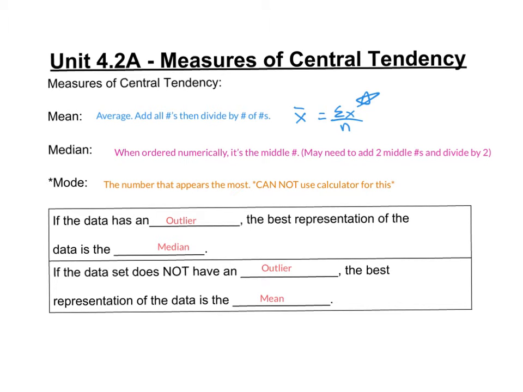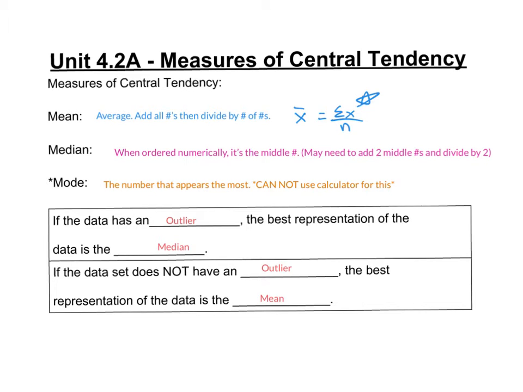Hopefully all this sounds familiar, but a little review: the mean is just the average, which is when you add up all of your numbers, then divide by the number of numbers. What you see beside that is x bar equals the sum of x over n. That is going to be important when we look at how to do this in our calculator.